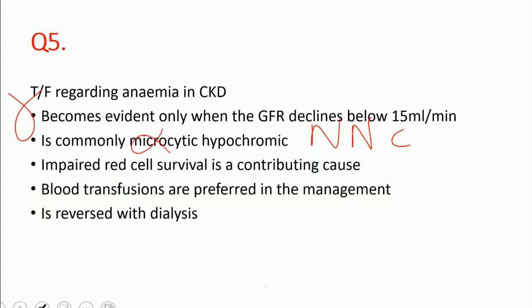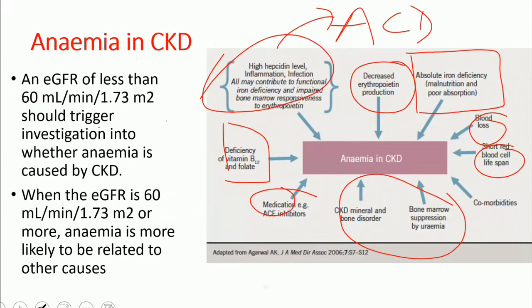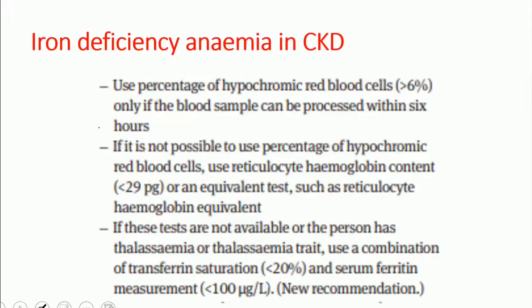Impaired red cell survival is a contributory cause. As I told you in the slide, they have impaired red cell survival, right? Again, this is because of the uremia. And they are bleeding as well. They have a higher risk of bleeding. With uremia, you can get platelet dysfunction. The coagulation pathways are a bit off, so they have increased risk of bleeding as well.